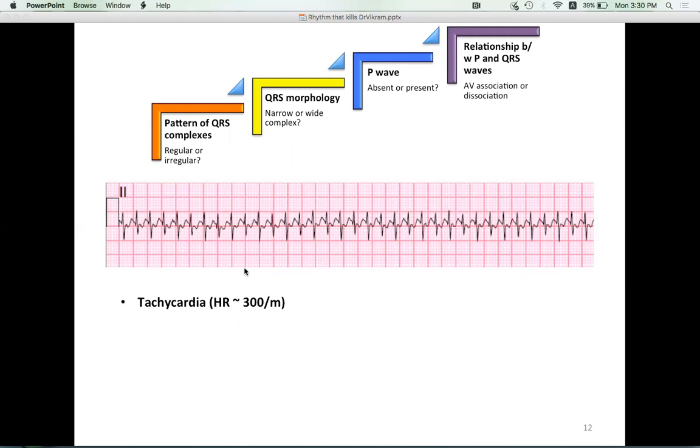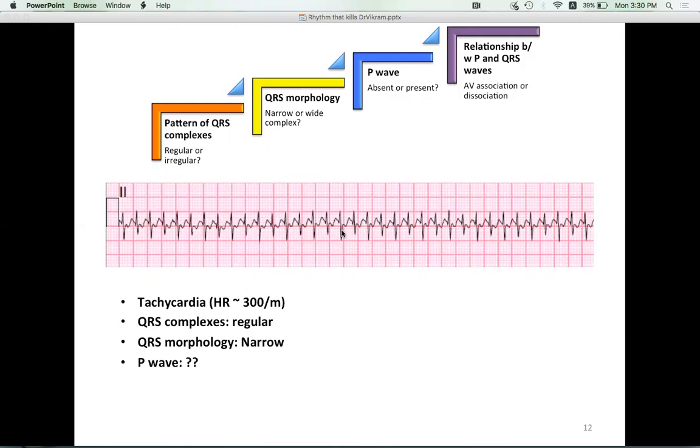Is it a tachycardia? Yes, it's a tachycardia. You can see there is only one large box between the two R waves. So 300 divided by 1, nearly 300 beats per minute. QRS complexes are occurring at a fairly regular interval. However, they are very narrow, right? These are narrow complex tachycardia.